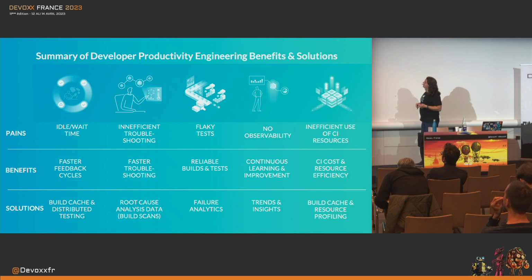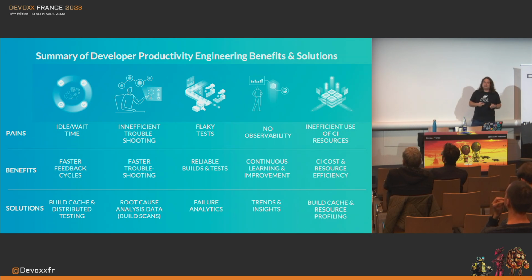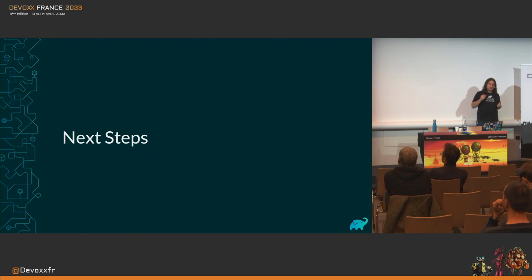What do we have? Inefficient use of CI resources. What do we want? CI cost and resource efficiency, build cache, resource profiling, failure analytics, and the test distribution and predictive test selection. All of these things improving CI. All right, where do we go from here?